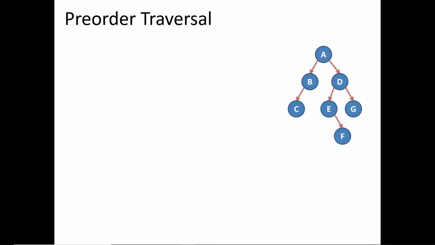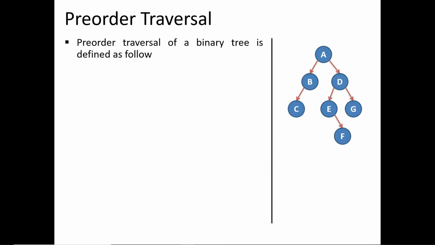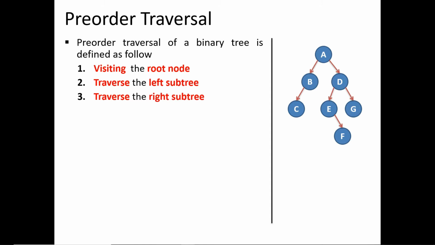Now, first one is pre-order traversal. For this, one tree is given over here. Pre-order traversal of a binary tree is defined as follows. First, visit the root node. Then, traverse the left subtree. And third, traverse the right subtree. So in pre-order traversal, first of all we have to visit the root, then the left subtree, and then the right subtree.